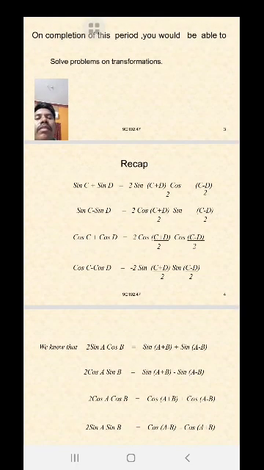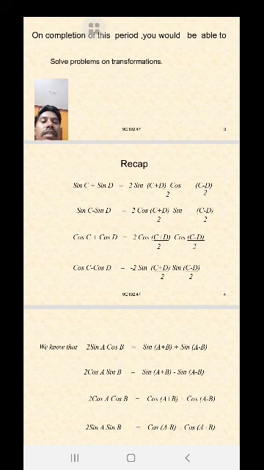Recap. We will recall the formulas once again. These formulas are very important, so as much as repeating is possible, you can repeat them, or learn them by heart, or remember them, because these very important formulas we will apply everywhere. So listen, remember, and write each formula 10 times.